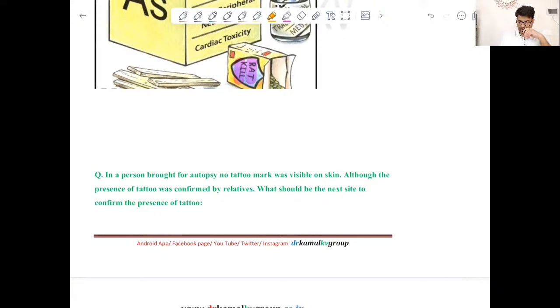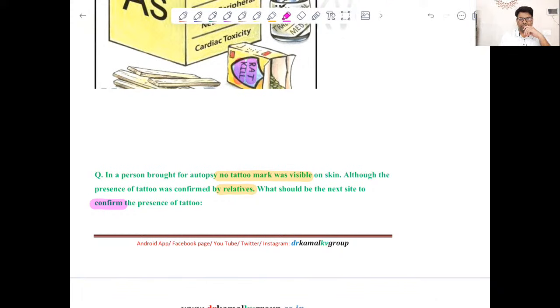Now here a person was brought for autopsy, and there was no tattoo mark visible, but the family members were saying that he was having tattoos. Now how would you confirm whether he was having tattoos or not?